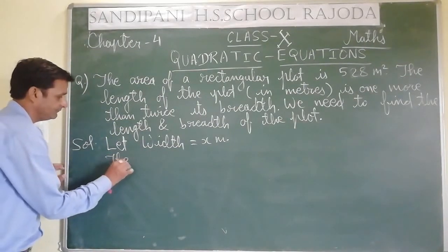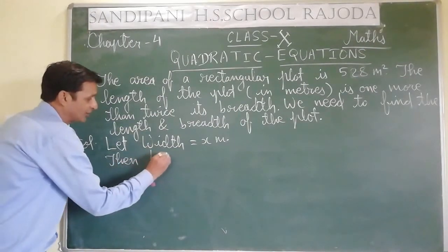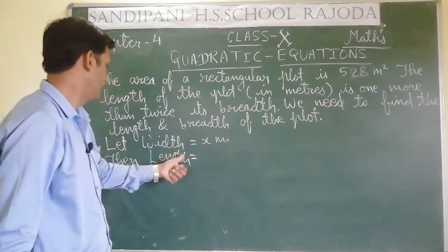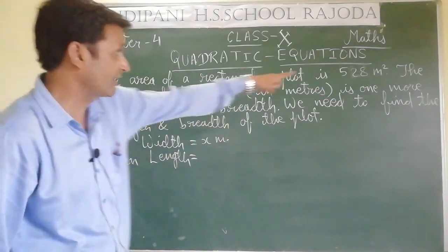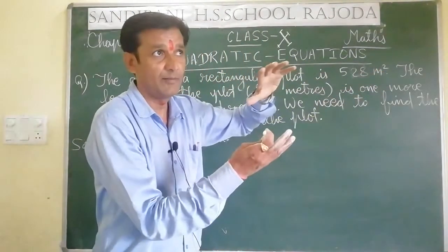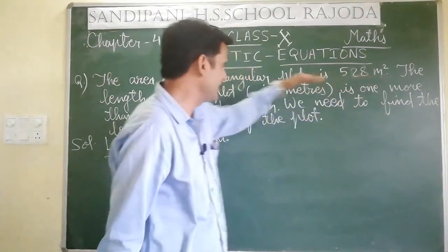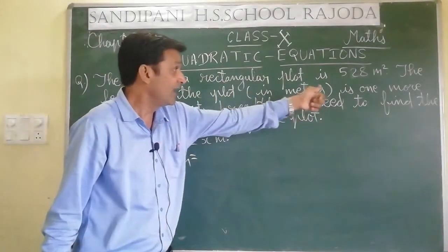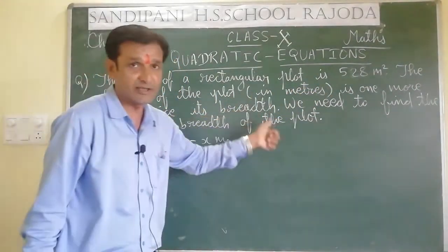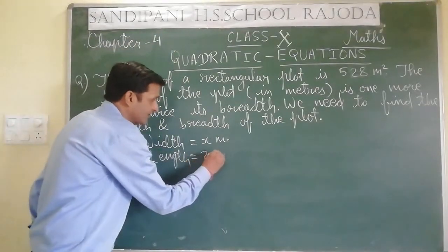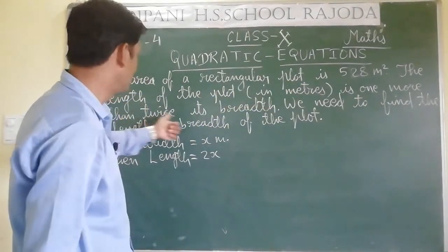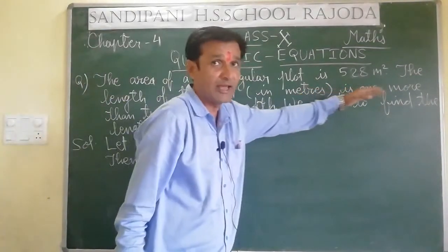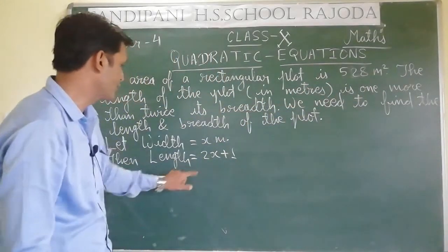Then length is equal to, if width is x, then see the question, we have to make the correlation between this English language and our mathematical statement. The length of the plot in meters is 1 more than twice its width, means 2 times width is 2x, and then 1 more than twice means 2x plus 1. So, it is 2x plus 1 meter.